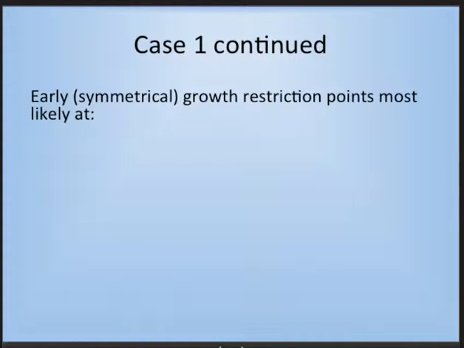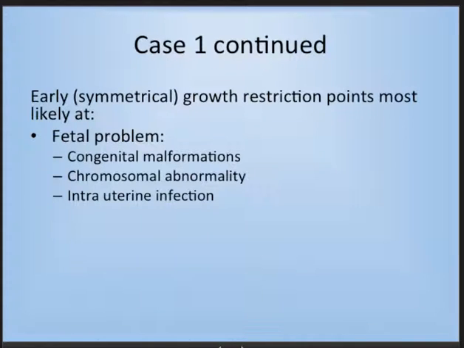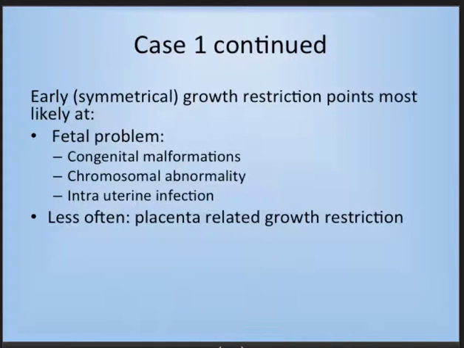By the way, allow me to make a little sidestep. If you find early symmetrical growth restriction, so in the first or in the early second trimester, that usually points at a problem with the fetus, either congenital malformations, chromosomal abnormality, or, well-known, intrauterine infections. This is what we don't detect with the current guideline. Our guideline focuses on detection of the growth restrictions due to placental causes. So early growth restriction is very unlikely to be related to placenta-related growth restriction.